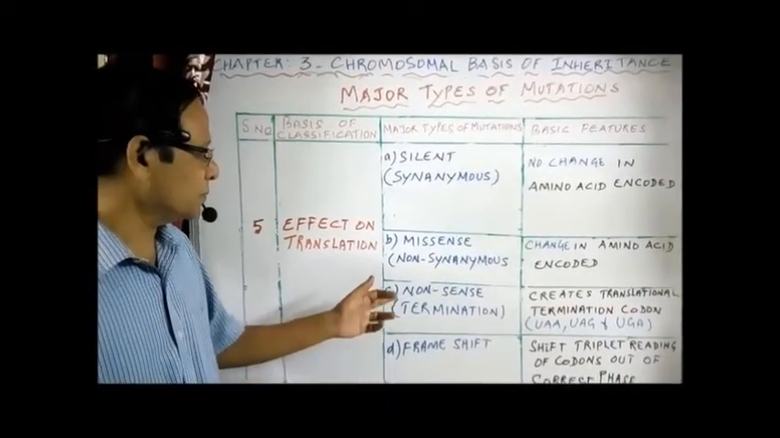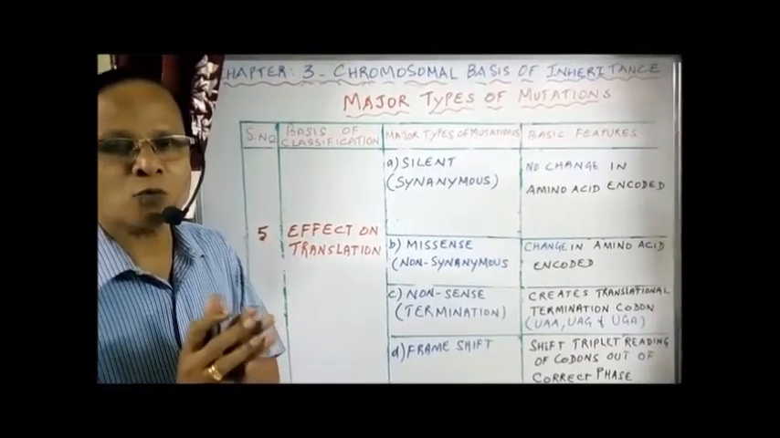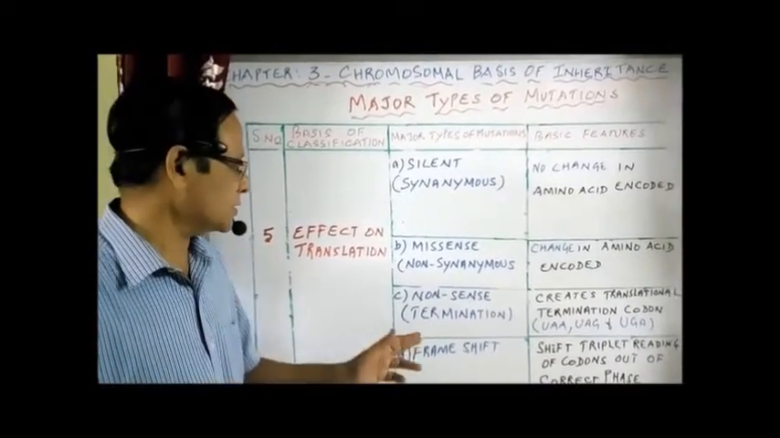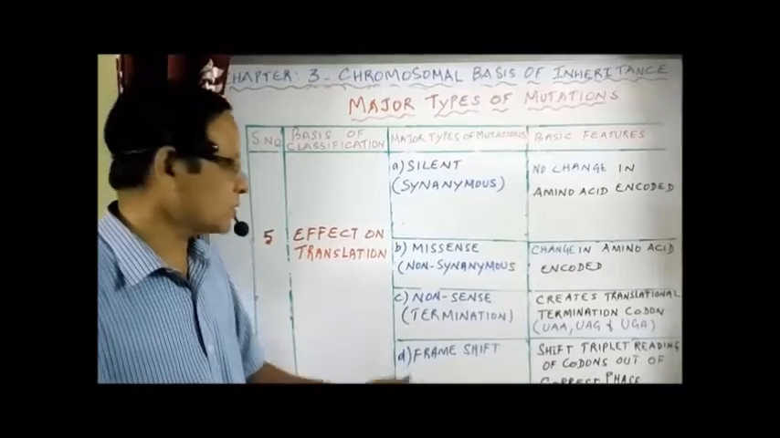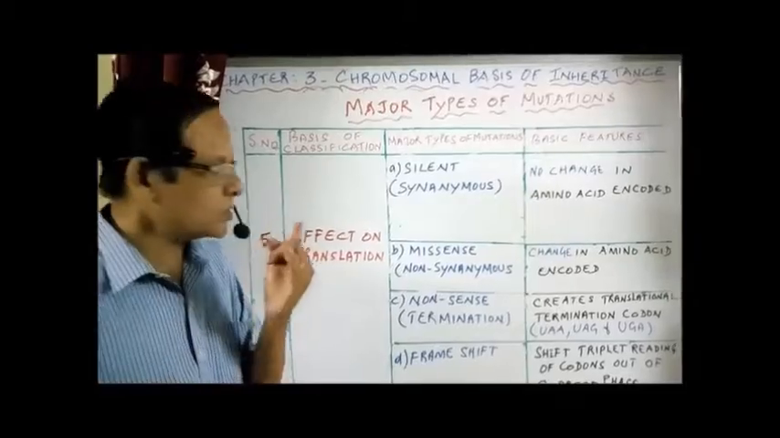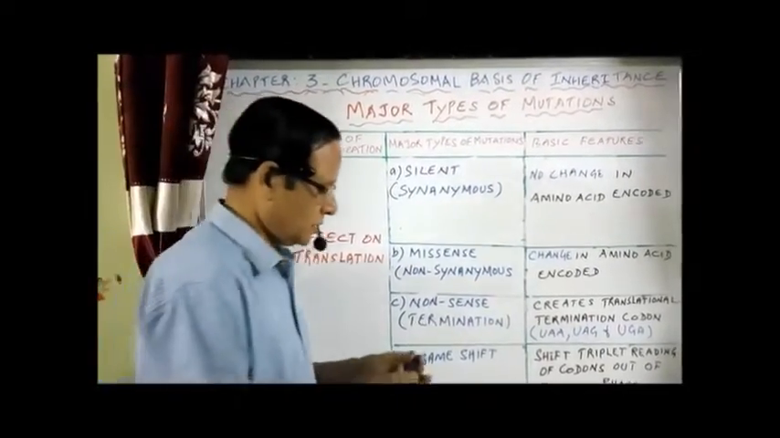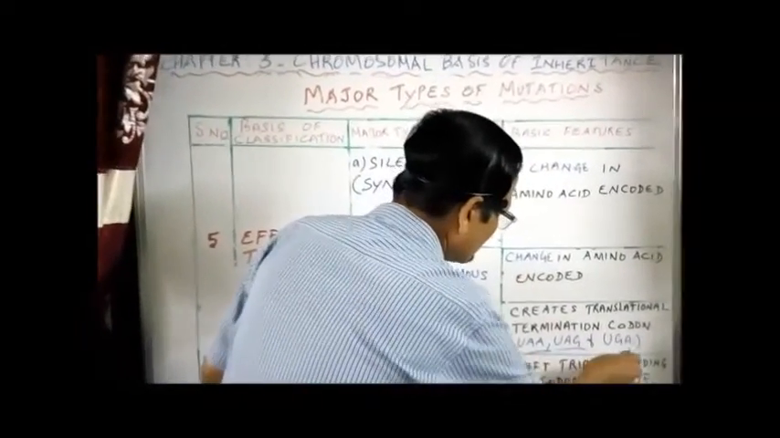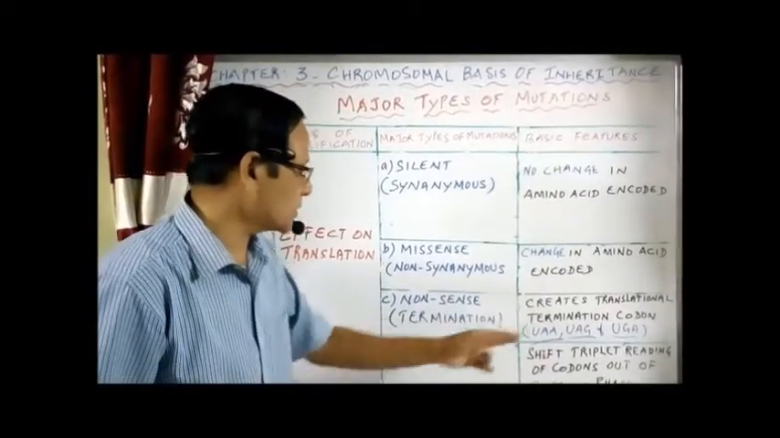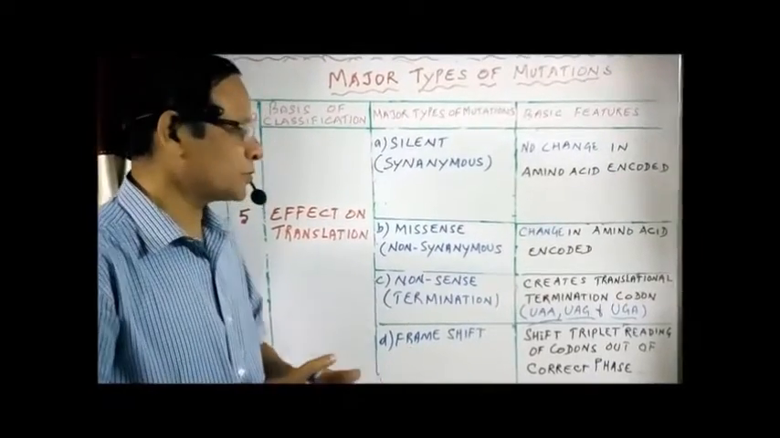Now the third type, nonsense. When a mutation results in the formation of any one of the nonsense codons, UAA, UAG, UGA, that is called a nonsense mutation, also called a termination mutation. There are three codons you have studied which terminate the process, UAA, UAG, UGA. So when a mutation results in the formation of any one of these three codons, we say nonsense mutation or termination mutation.